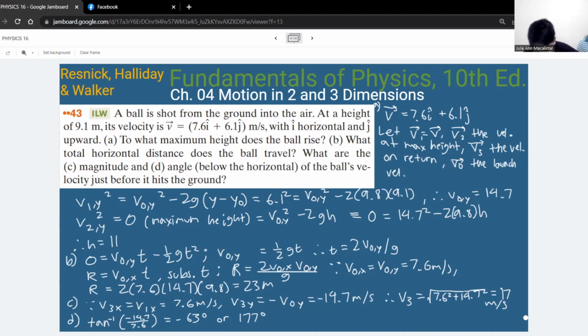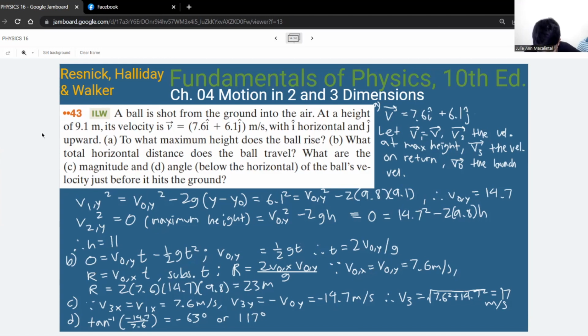Teka. Negative. Paano naging 177? Negative 63 po. Tapos ay, 107. Yung visualize na nga. Negative 63, tapos yung opposite. So, 180 minus 63. Okay, sige.